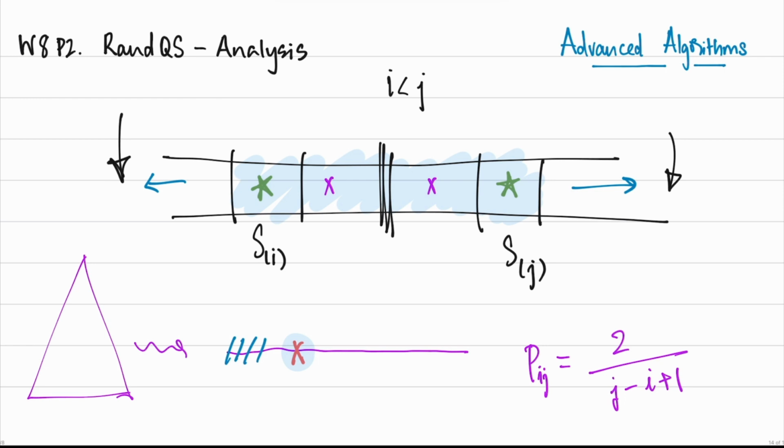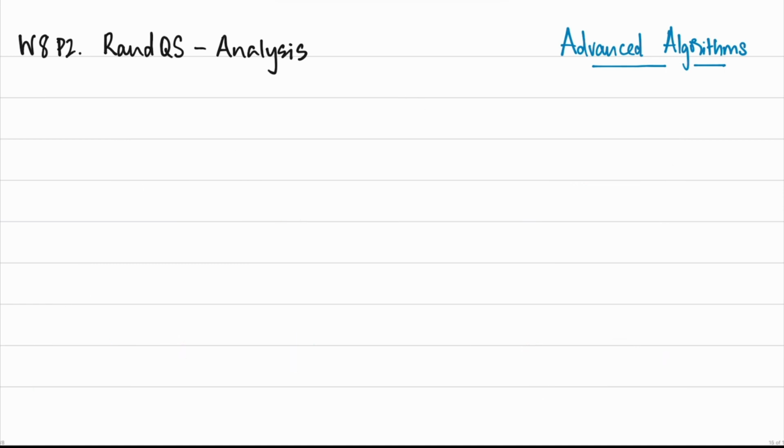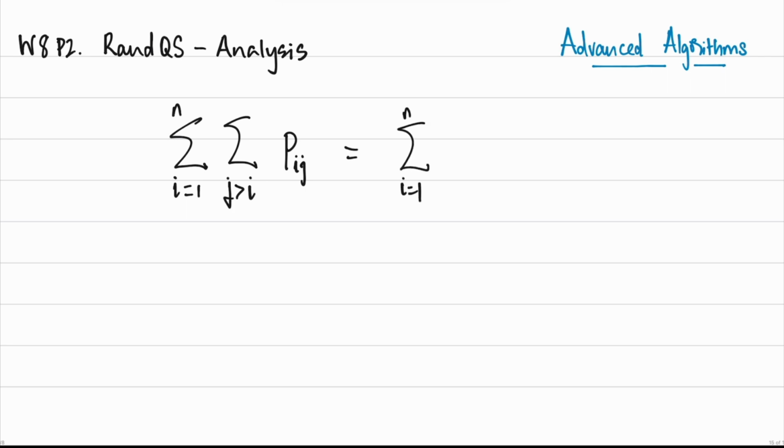Okay, so let's go ahead and plug this back in to the double sum that we had earlier. So remember what we had was that the expected number of comparisons being made is, well, we just go over all unordered pairs here. So that's i ranging from 1 to n and all j greater than i. And we're interested in Pij, but we now know Pij to be 2 over j minus i plus 1.